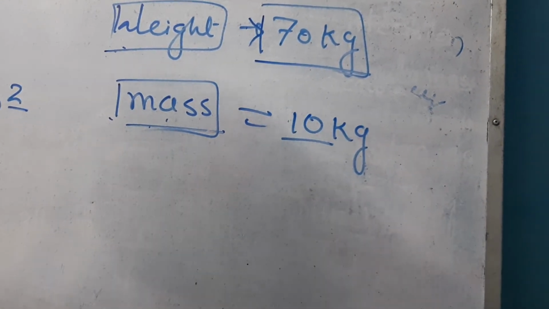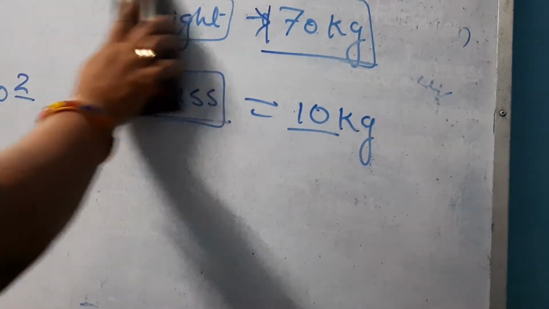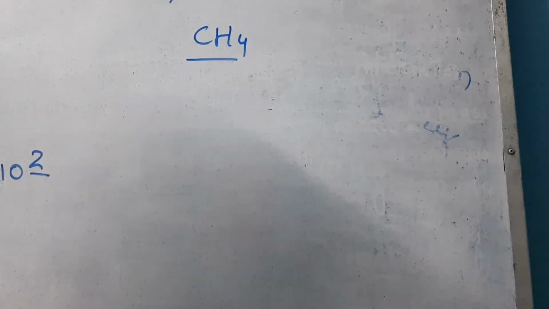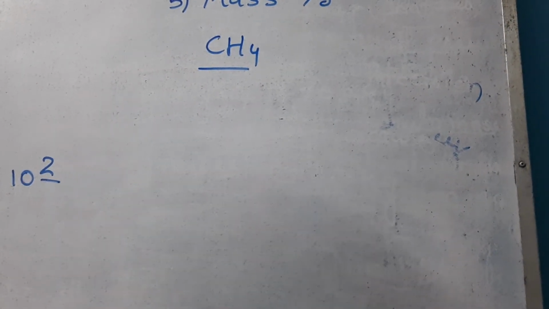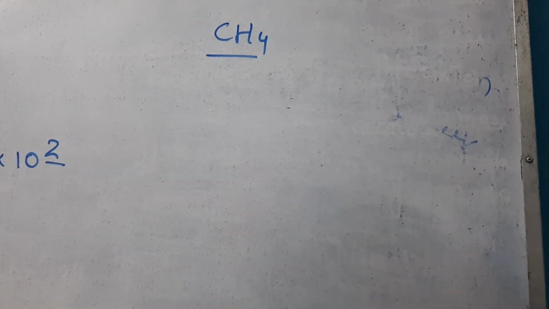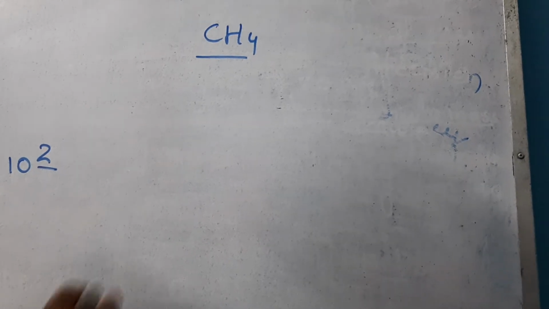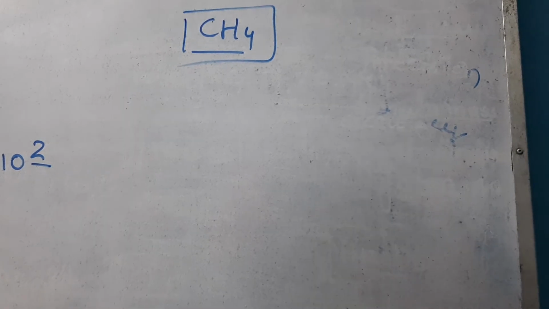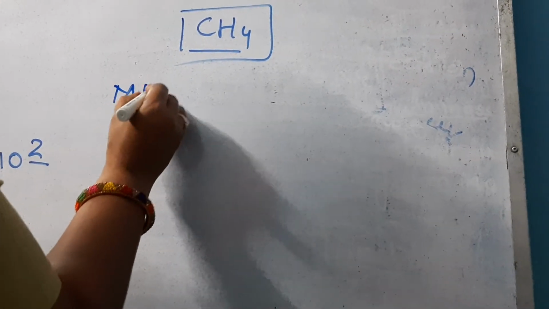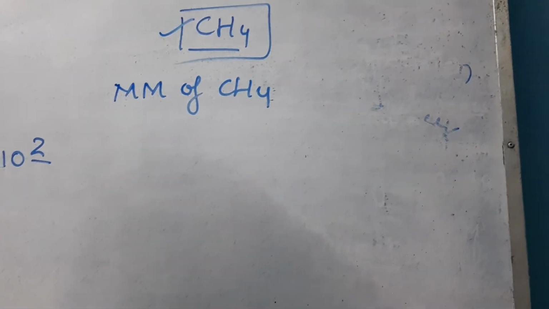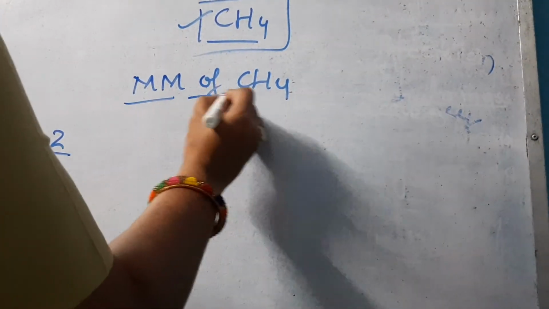Okay. Now one more thing is mass percentage. How could you calculate the mass percentage? Suppose beta, you have the compound CH4. In CH4 you have to calculate the mass percentage of each element present in it. First of all, you have to take the molecular mass of CH4.